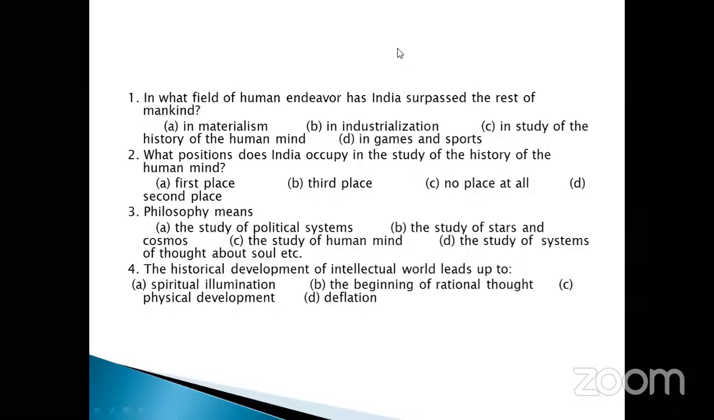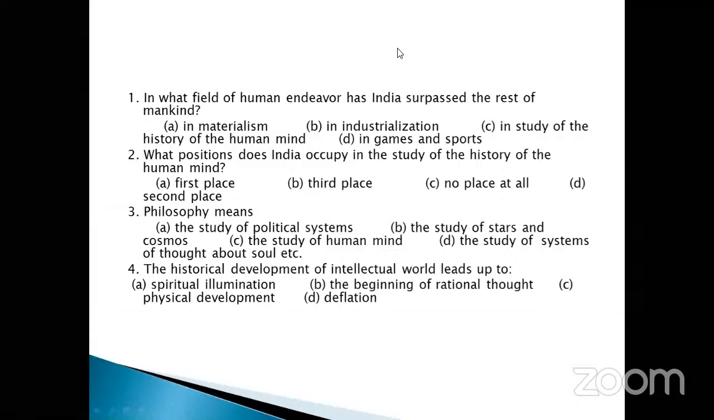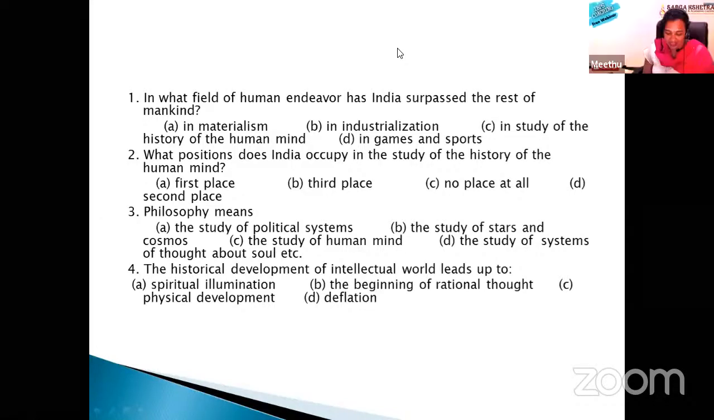Yes, madam. These are the different types of questions that will be coming in the IBPS test. Spotting the errors, just go through the questions, understand them, and do as many questions as you can. That is the only way you can get through this. You should do as many questions as possible.